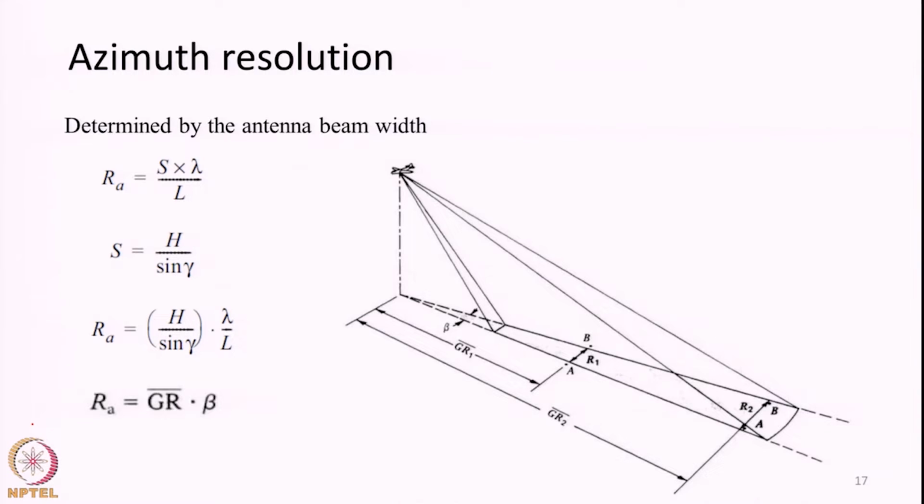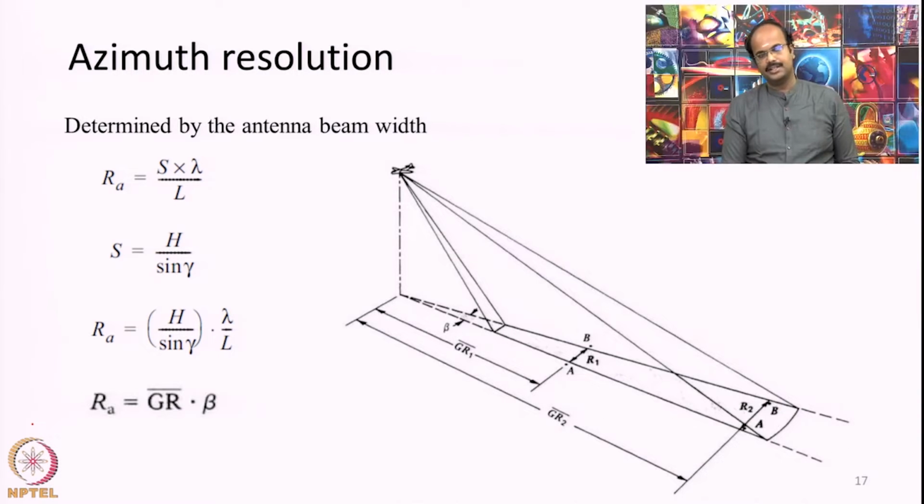Next we are going to discuss the azimuth resolution, that is the resolution in the azimuth direction, along the direction of flight. This depends on antenna beam width.